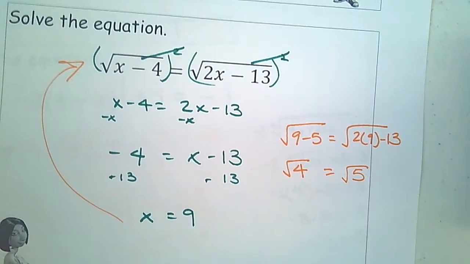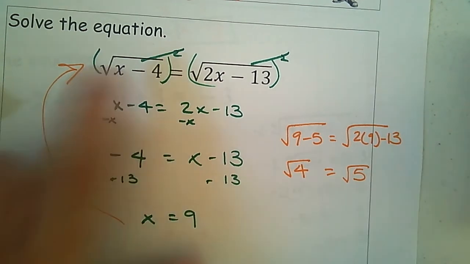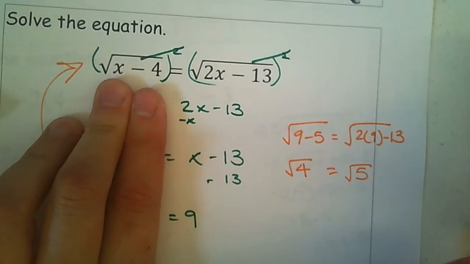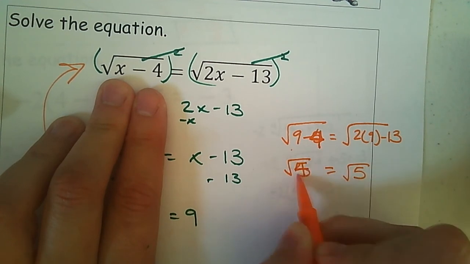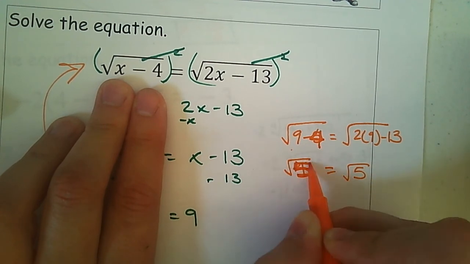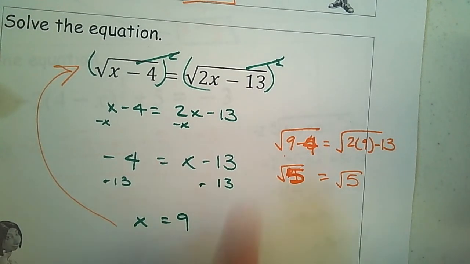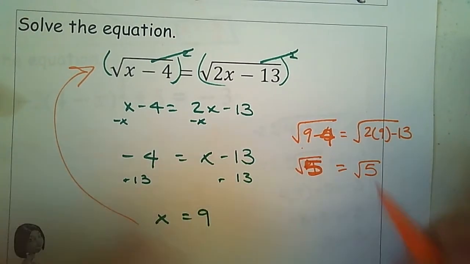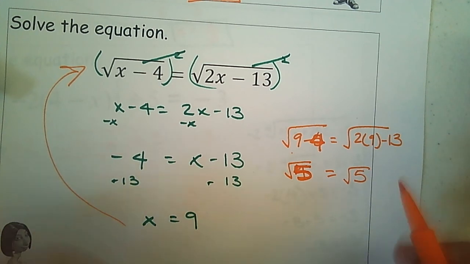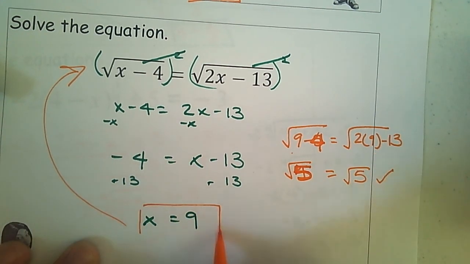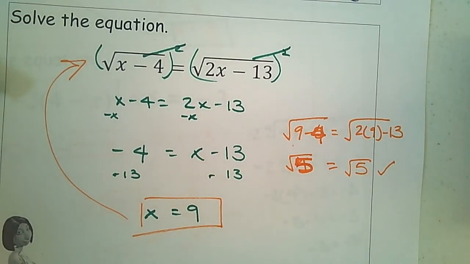Oh, poop. Hold on. I did not write my original equation correctly. So 9 minus 4 will give us 5. So this one does in fact work. Sorry. When I rewrote my equation, plugging 9 in for x and cleaning it up, I do get square root of 5 equals square root of 5. So this one works as well. All right.